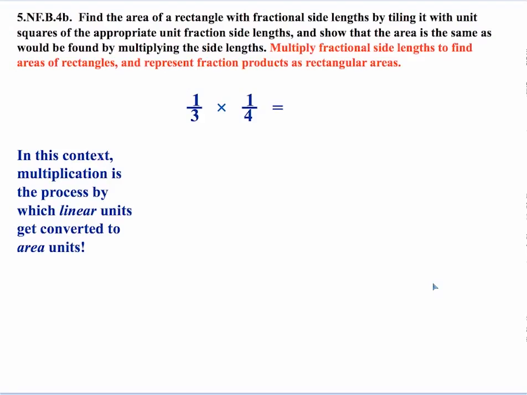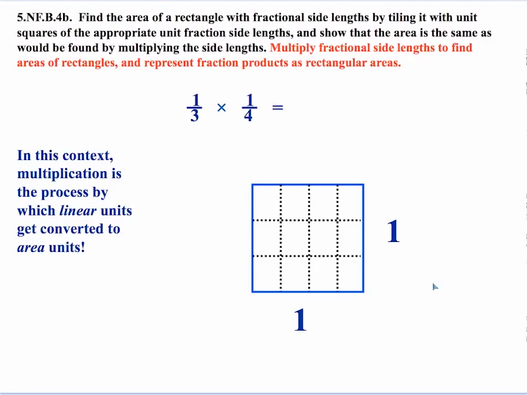Well, let's take another example. 1/3 times 1/4. So take our unit square, divide it up into 4 equal lengths one way, and then by 3 equal lengths the other dimension. So each one of these is 1/3 by 1/4, which is 1/12 when we multiply it. And so what we really have here is 1/12 of a 1 by 1 unit square.